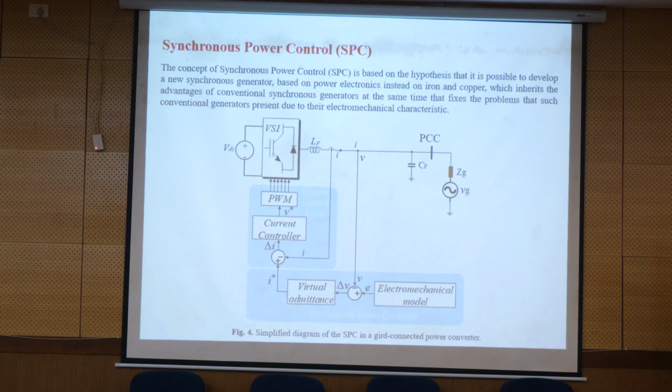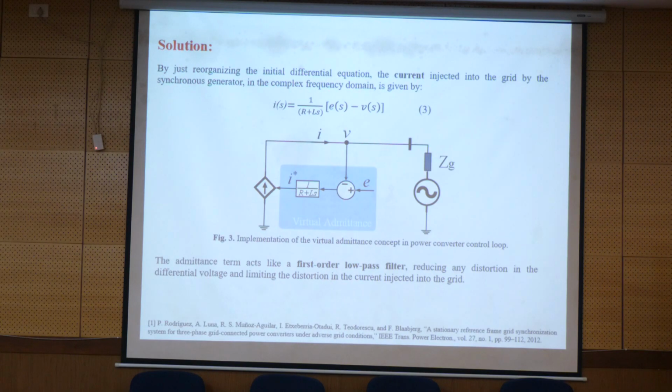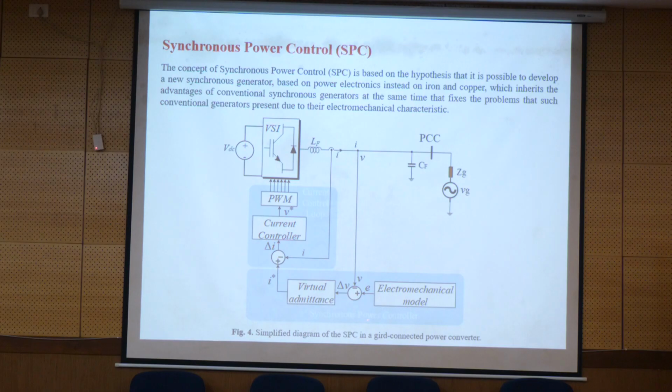So now we see that we have the virtual admittance, and we also have the voltage of the point of common coupling, which is coming from here. And we also have this voltage coming from the generator. So we need to consider the electromechanical model of the synchronous generator. Up to here is clear?